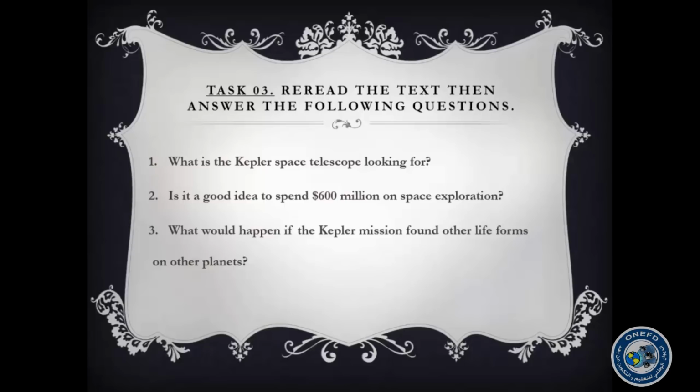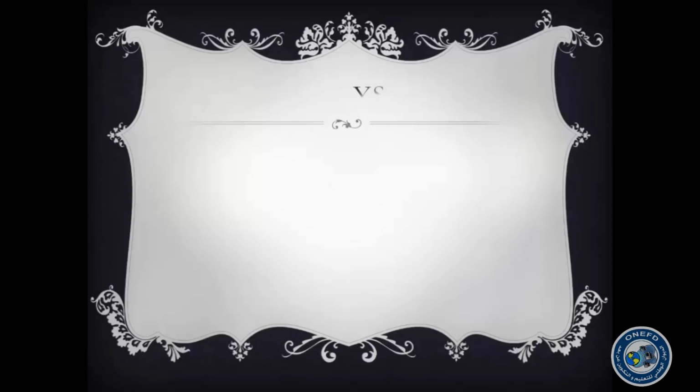So feel free to pause the video, go back to the text, reread it, then you can answer the questions. So let's take a look at the answers. So the first answer is, the Kepler Space Telescope is looking for what? It's looking for other planets that can support life.